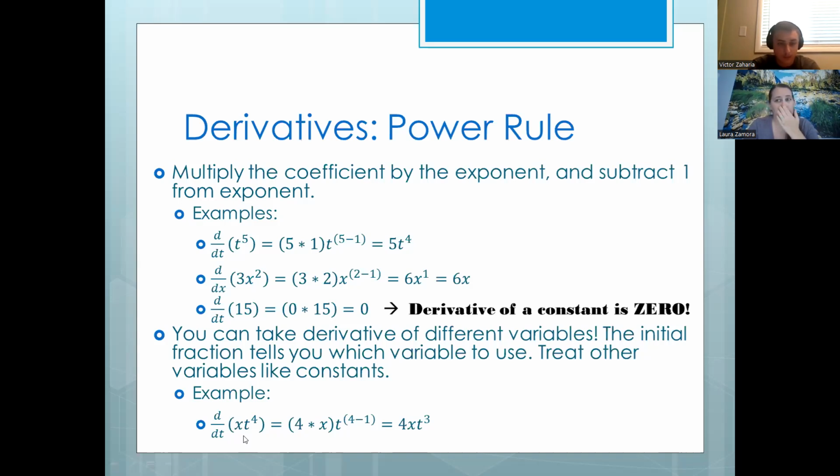Victor, I see you have your hand raised. I have a question, but I'm not sure how relevant it is to this. If it's not, we don't have to answer. But for the last example at the bottom, where it's d over dt, would the answer be different if it were dx over dt?